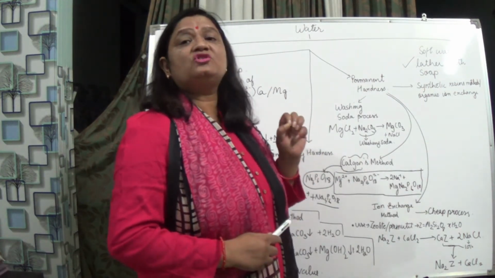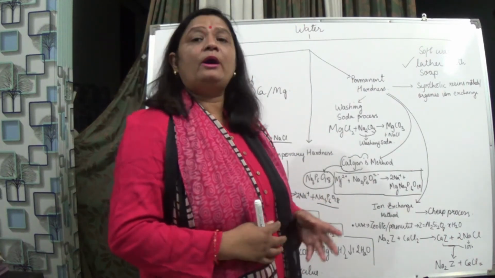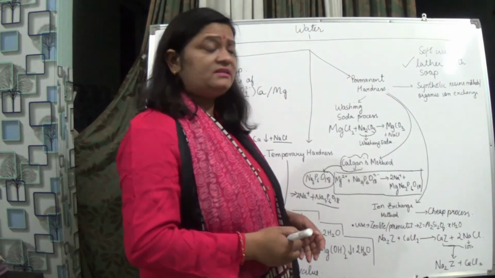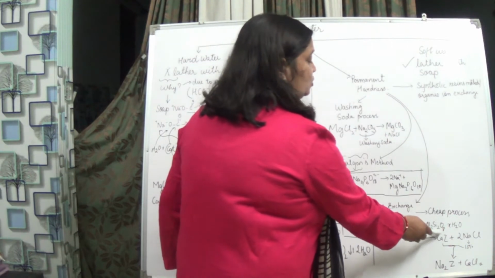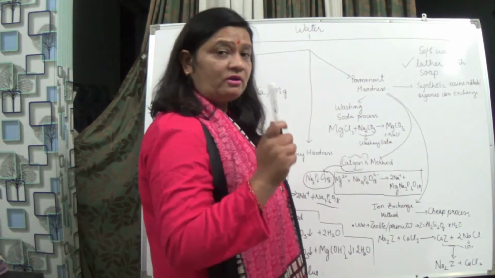Why? Because this is a cheap process. Here we are using zeolite or permutit. So what is this zeolite or permutit? It is represented by the letter Z and its formula is Al2Si2O8.xH2O. The water molecules are not fixed.